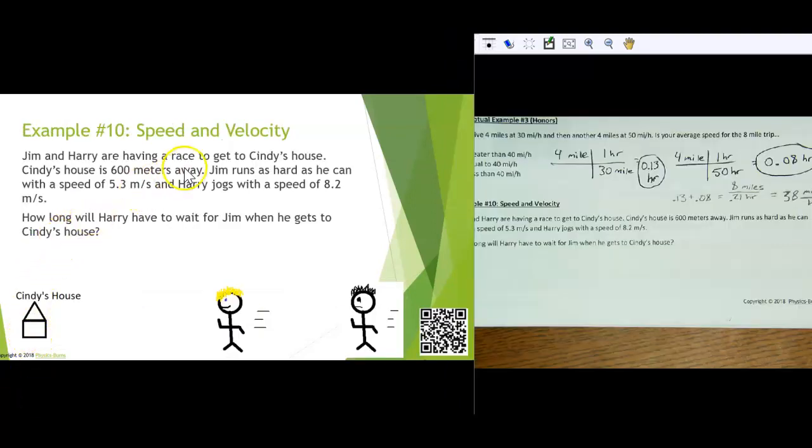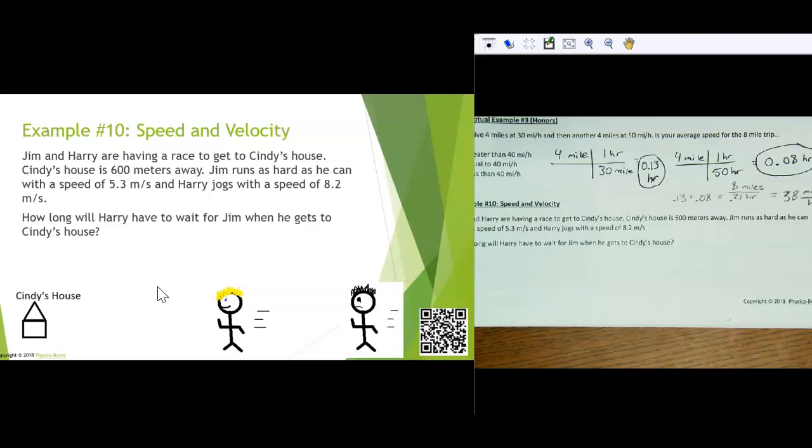Next, Jim and Harry are having a race to get to Cindy's house. Cindy's house is 600 meters away. Jim runs as hard as he can, but he only runs at a speed of 5.3, while Harry, in the yellow here, jogs at a speed of 8.2 meters per second. How long will Harry have to wait for Jim when he gets to the house? If you have to pause the video here to solve it, you can. But I'm going to solve it here.